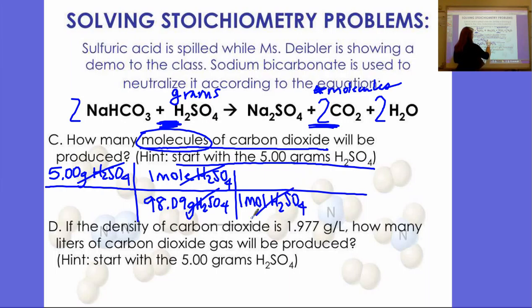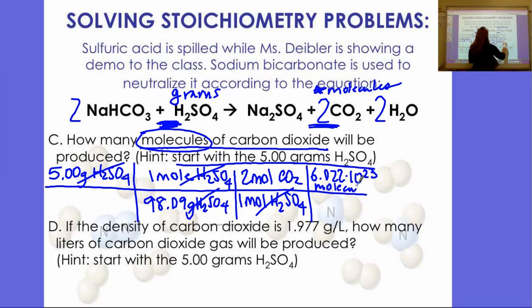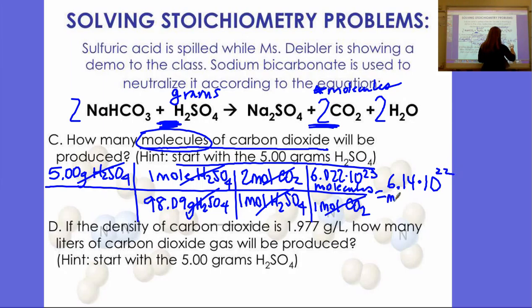H2SO4 has to cancel to 2 moles of CO2. But I didn't want to be in moles, I wanted to be in molecules. So I multiply by Avogadro. 6.022 times 10 to the 23rd molecules is 1 mole of CO2 to cancel that. And if you calculate that, you should get 6.14 times 10 to the 22 molecules of CO2.